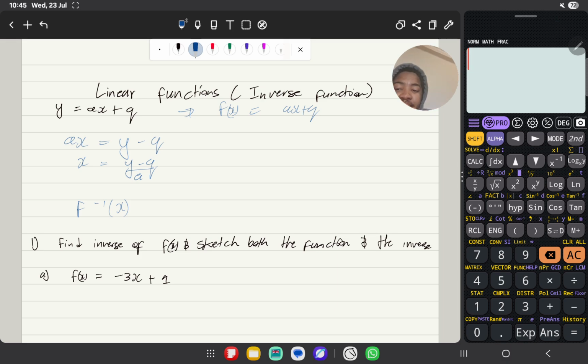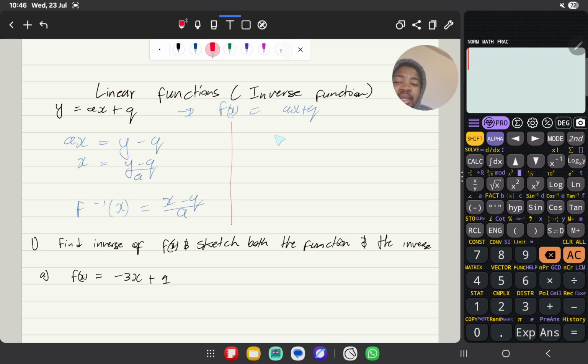All right, cool, that is the case. So where I see y, I'm going to write x. So I have x minus q divided by a. Then this is my inverse function. Yeah, that is my inverse function.